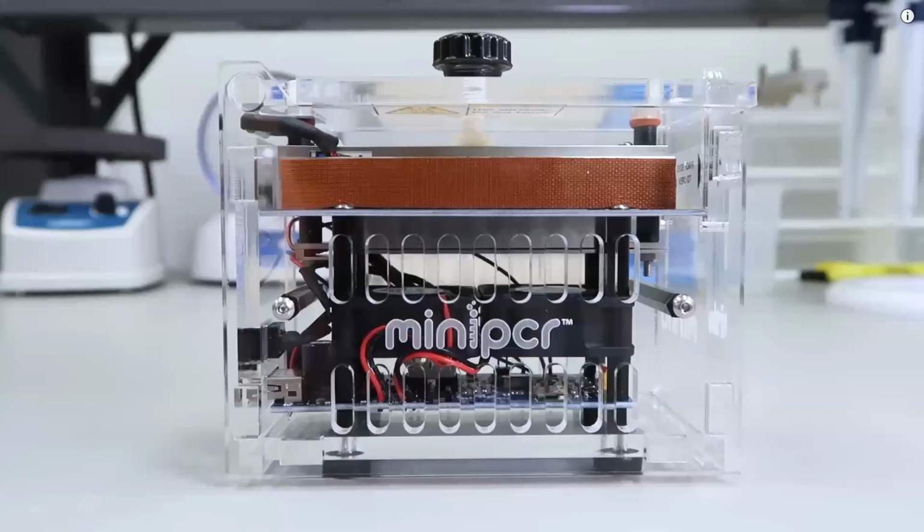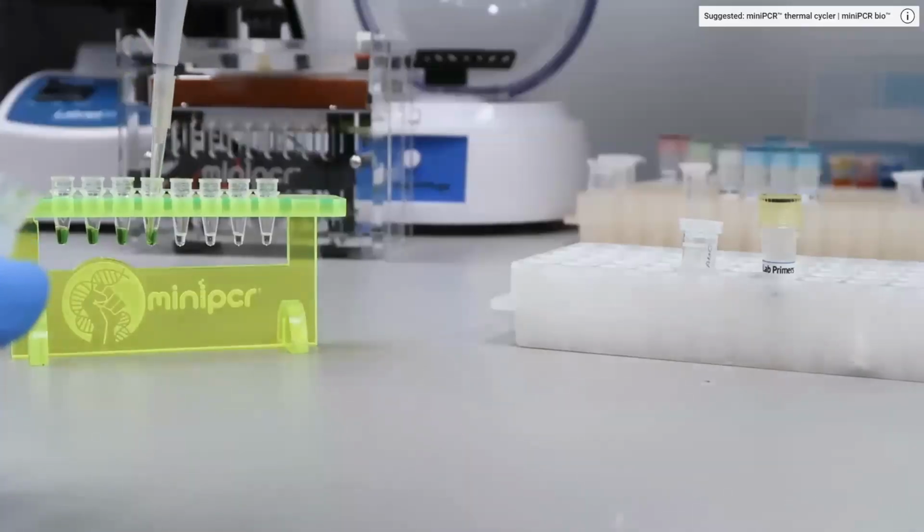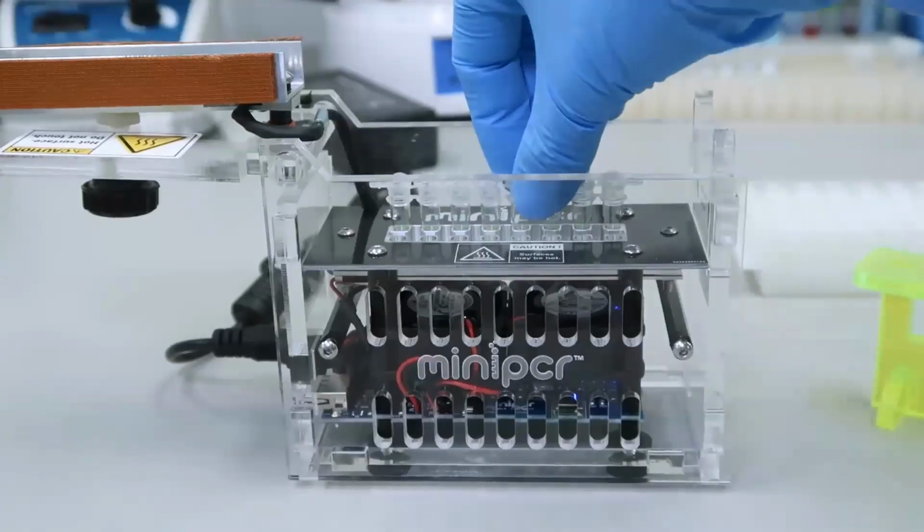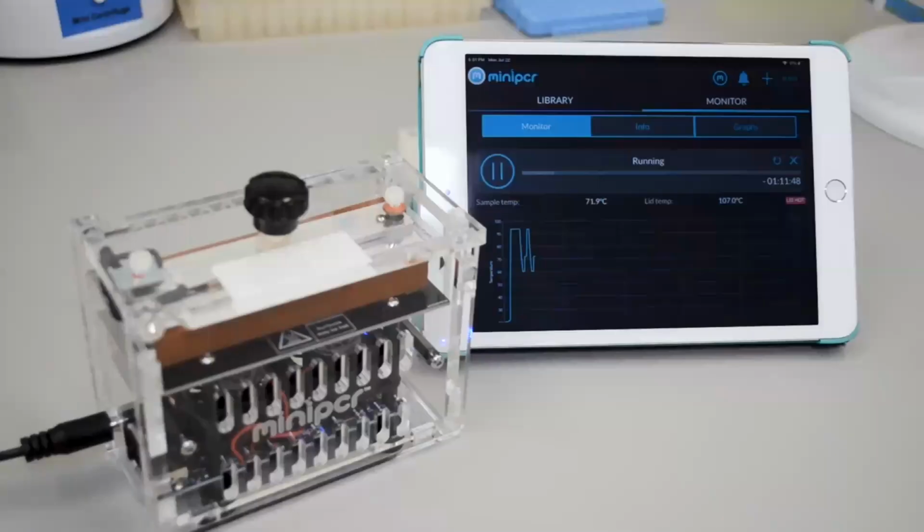All of these steps happen in a machine called a thermal cycler. Here, we're using a mini PCR machine from Mini PCR Bio. We place our DNA along with all the ingredients needed for the reaction into tubes and then place them inside. The thermal cycler will heat it up and cool it down just as we tell it to.